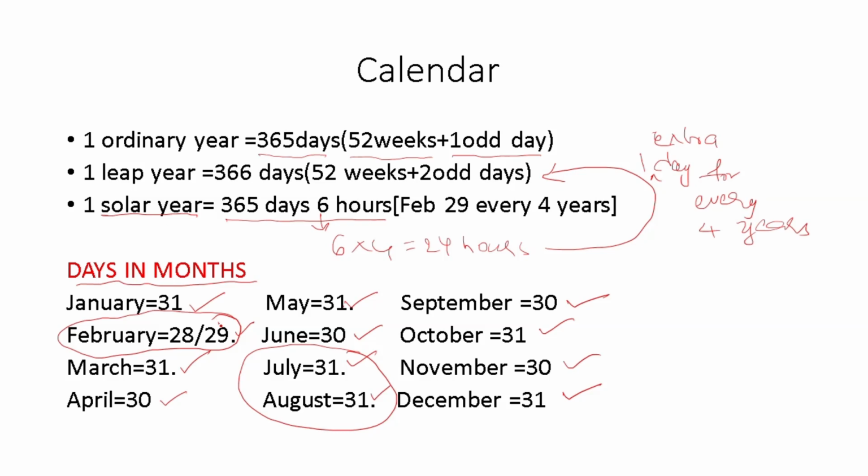We will get 29 days once in 4 years. If we get 29 days in February, then it is called a leap year. Feb 29 year is a leap year.